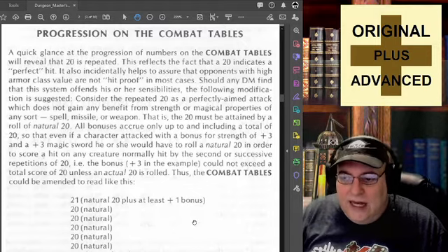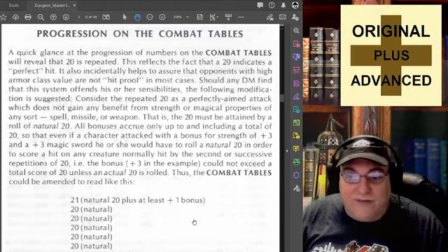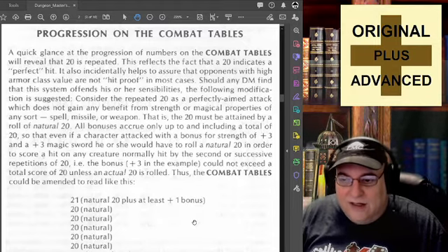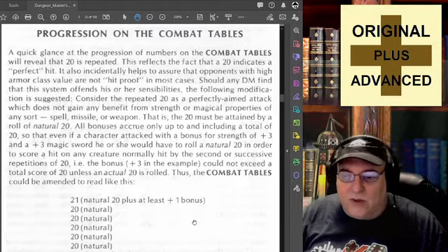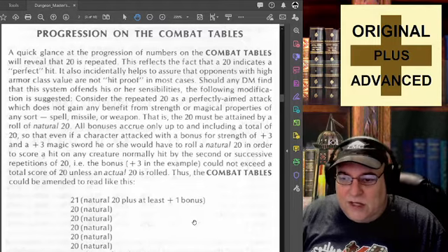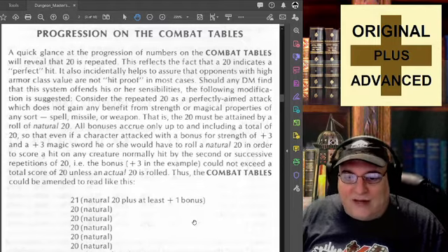Should any DM find that this system offends his or her sensibilities, the following modification is suggested. Consider the repeated 20 as a perfectly aimed attack which does not gain any benefit from strength or magical properties of any sort, spell, missile, or weapon. That is, the 20 must be attained by a roll of natural 20.